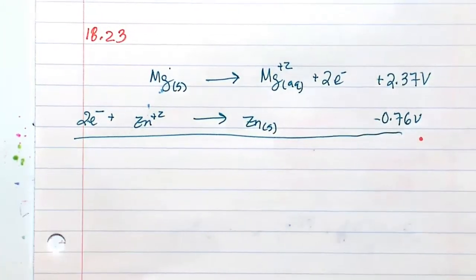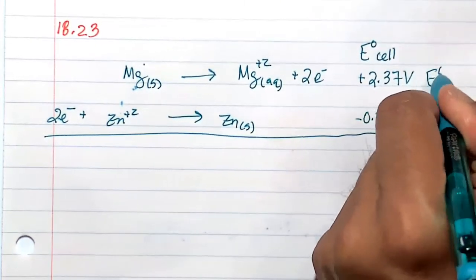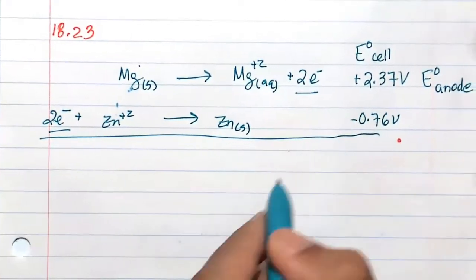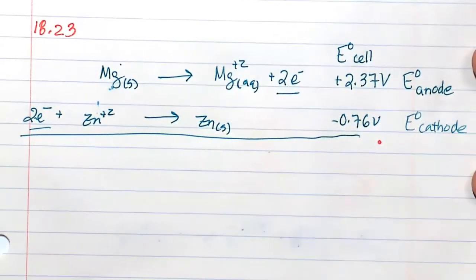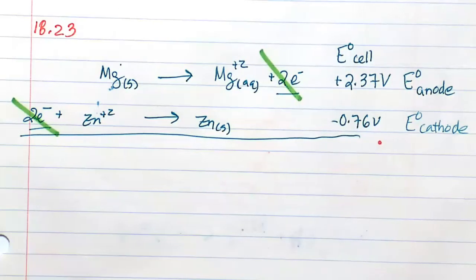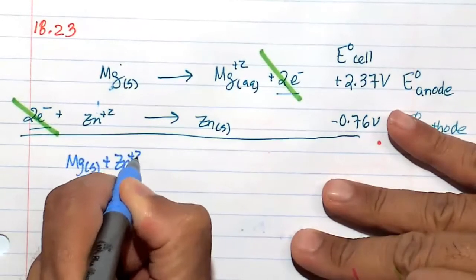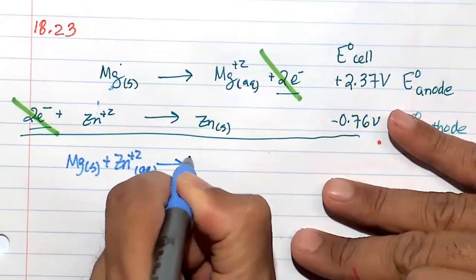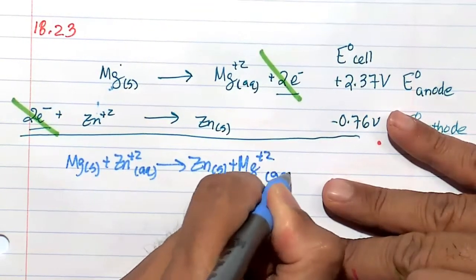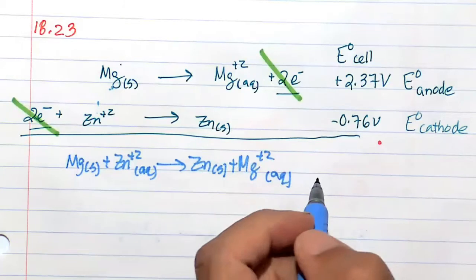So this will help us compute E cell at standard state. You lost 2 electrons, so this would be E of the anode. Here you gain 2 electrons, so this would be E of the cathode. And the electrons cancel out with one another. You're left with magnesium solid plus zinc plus 2 aqueous going to zinc solid plus Mg plus 2. So we basically split that reaction. This is the same thing that was given to us in the problem. But what's important to us is the E cell value.